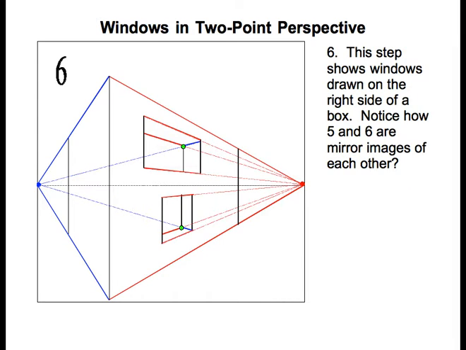Step 6. This step shows the windows drawn on the right side of the box. Notice how 5 and 6 are mirror images of each other.